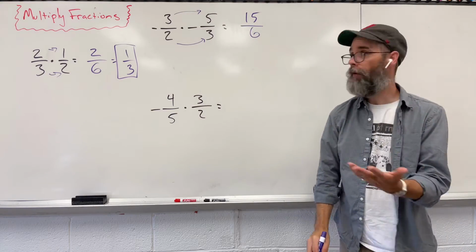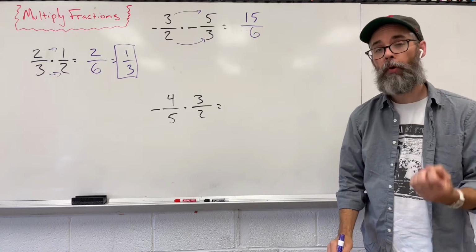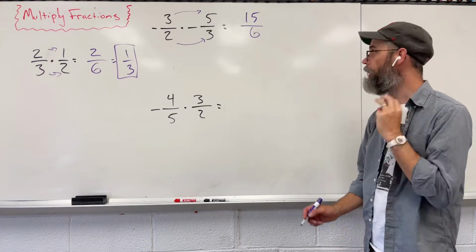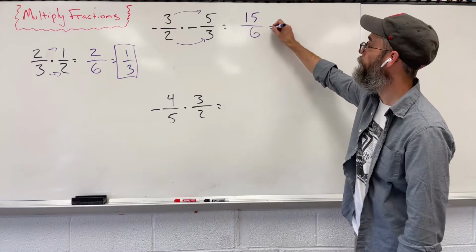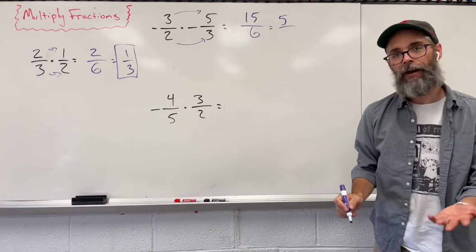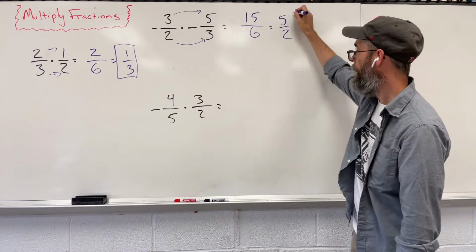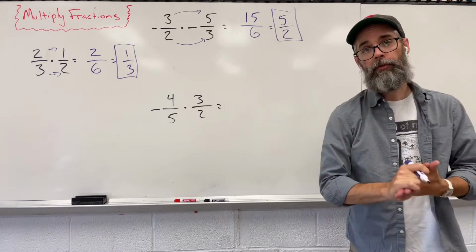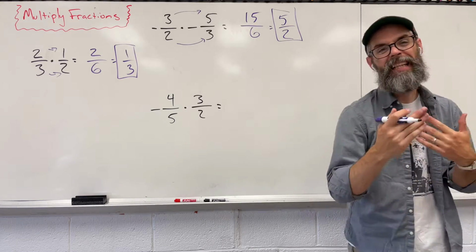Let's simplify now. 15 and 6 both share a number. The number that they both share this time is going to be a 3. So 15 divided by 3 is going to be 5. 6 divided by 3 gives us 2. And we are simplified. Is there another way of doing this without having to simplify to get smaller numbers?